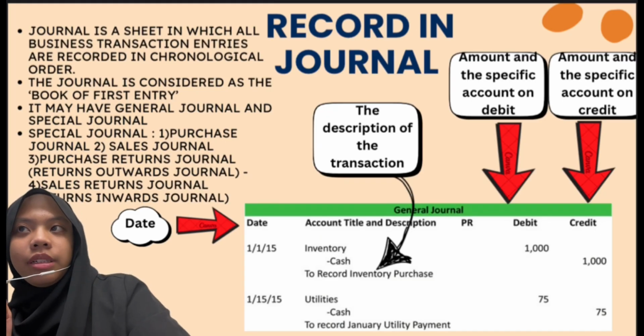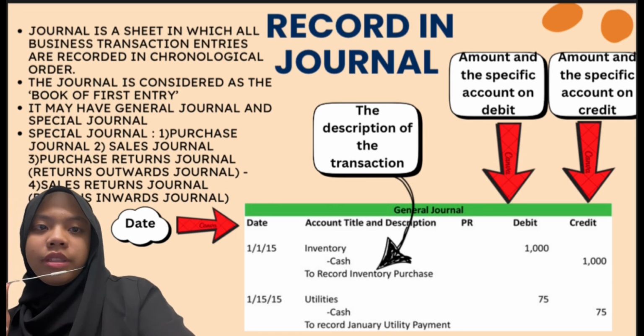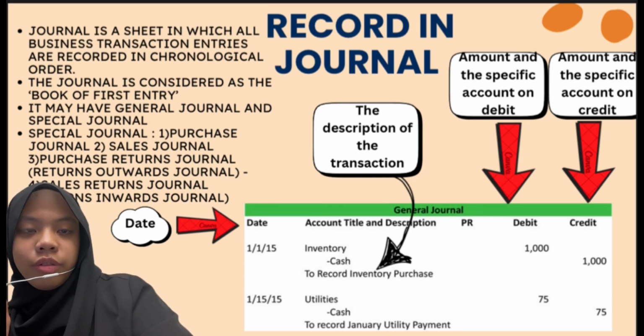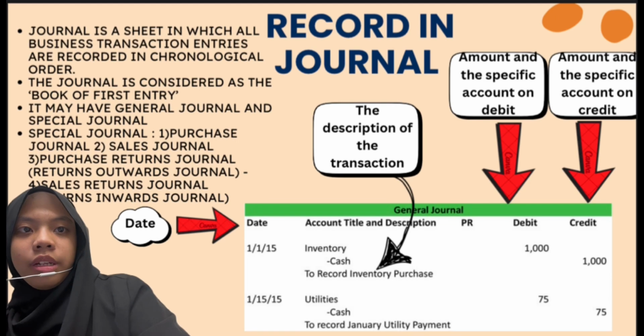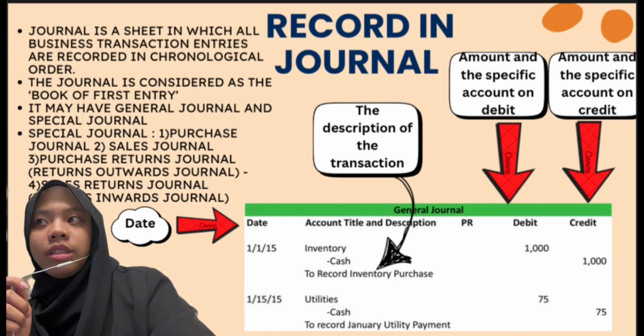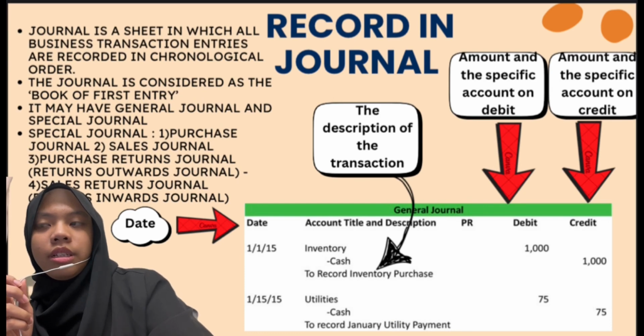Second step is record in journal. After we identify the source document, we can go on to record in the journal. The journal is considered the book of first entry. It may have a general journal and special journals. Special journals such as purchase journal, sales journal, purchase return journal, and sales return journal.